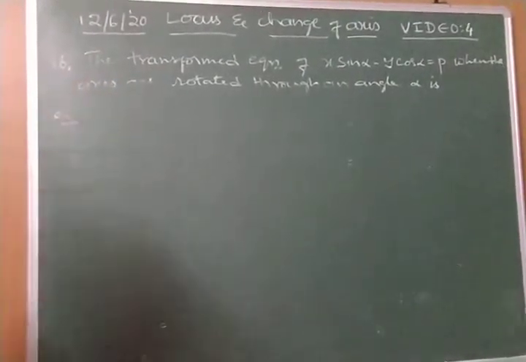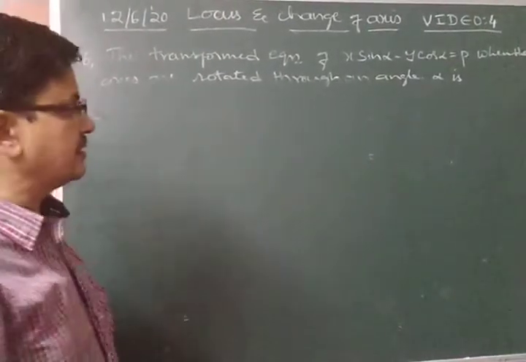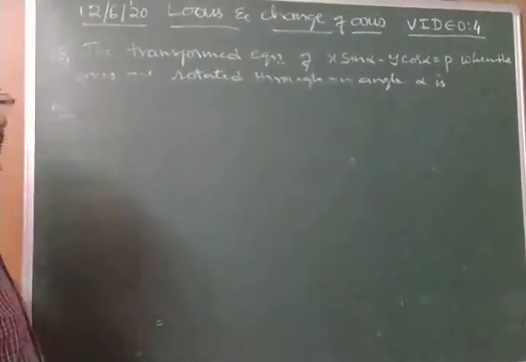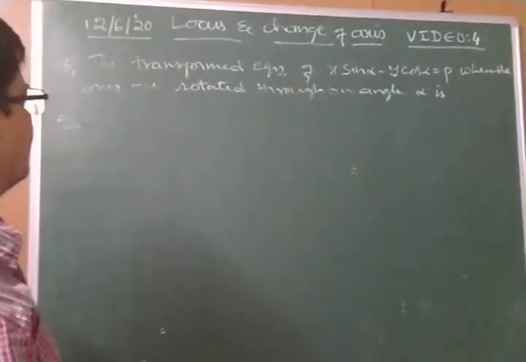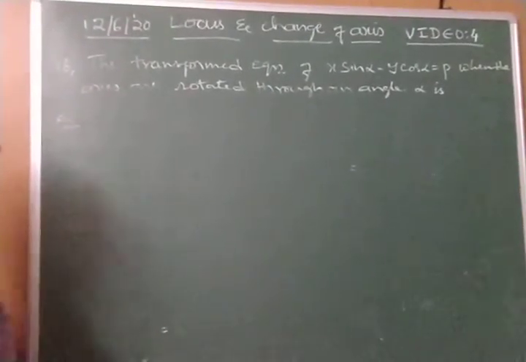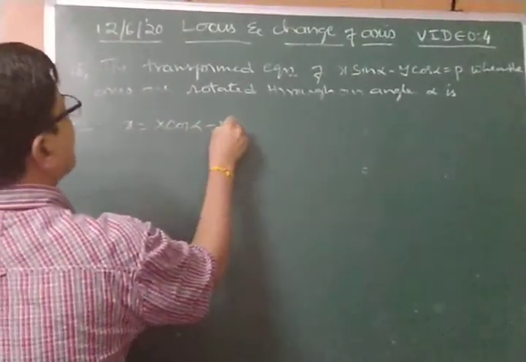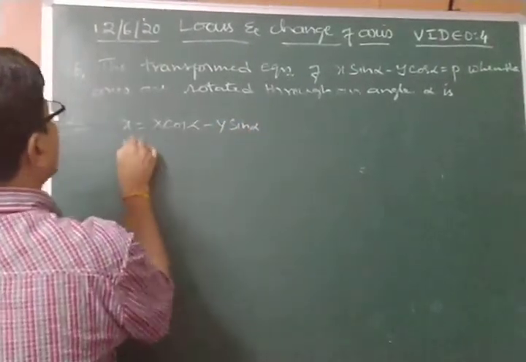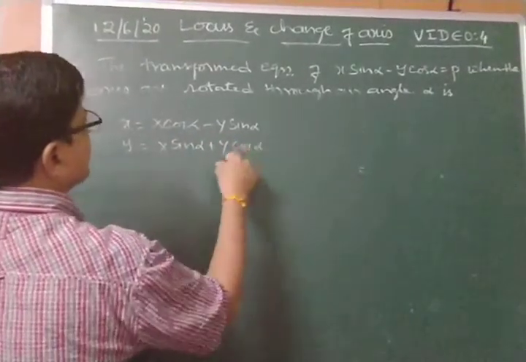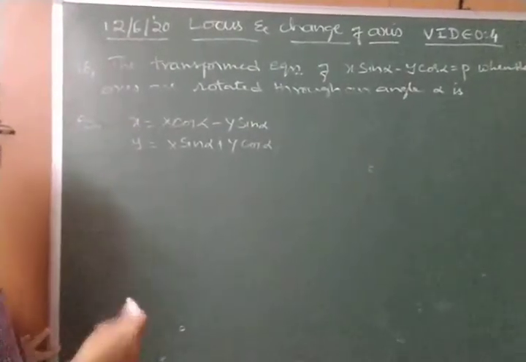Question number 16. The transformed equation of x cos alpha minus y sin alpha is equal to p, when the axes are rotated through an angle alpha. When the axes are rotated through an angle alpha, small x is equal to X cos alpha minus Y sin alpha, and small y is equal to X sin alpha plus Y cos alpha. Substitute these two values in the given equation, then we get the required transformed equation.